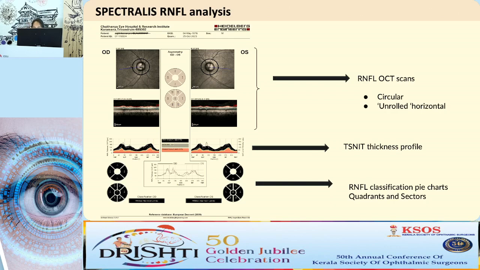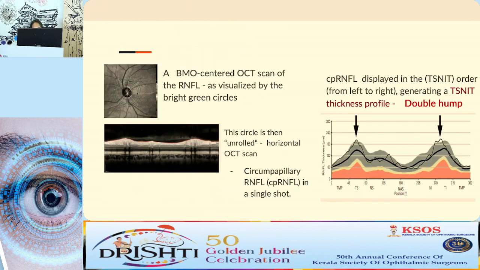A good quality scan will have a good disc picture and RNFL displayed clearly. And the printout gives a BMO centered OCT scan of the RNFL, which is seen by these bright green circles. And this circle is unrolled and gives a horizontal OCT scan, which gives the circumpapillary RNFL in a single shot. And this circumpapillary RNFL is displayed in a TSNIT order, generating the TSNIT thickness profile, which has a double hump pattern because of the superior and inferior RNFL being the thickest.